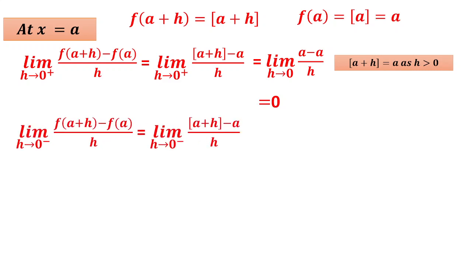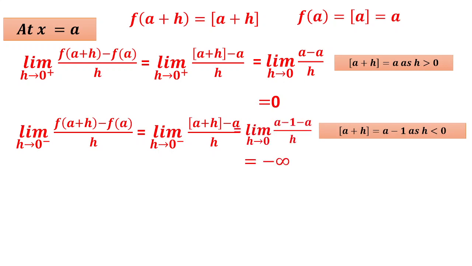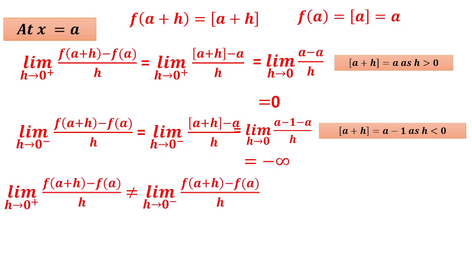In the left limit, we have to find what is the a plus h value inside that greatest integer function. Here, a plus h is a minus 1 because h is less than 0. a plus h is a small negative quantity. It will be less than a. Therefore, it is a minus 1. Therefore, when you put that a minus 1 over here, it will become minus infinity. It is non-zero. That is very tricky now.